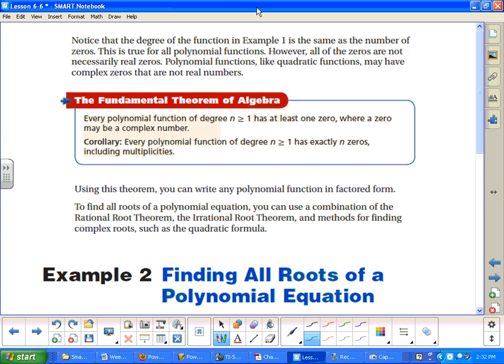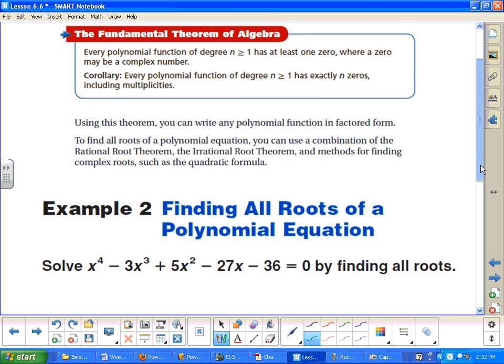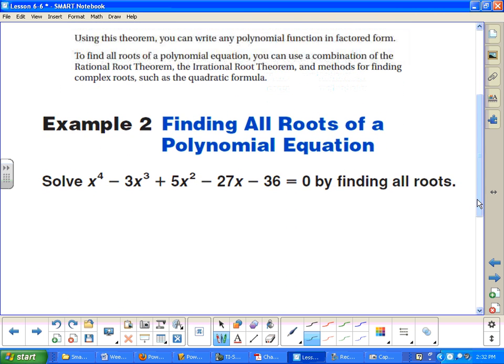A reminder is that whenever we factor them, or find the zeros, the number of zeros is usually the same as the degree. So if we have degree 4, we're going to have 4 zeros. If we have degree 3, we'll have 3 zeros, and so on. We're going to use this theorem so that we can write every polynomial function in factored form.